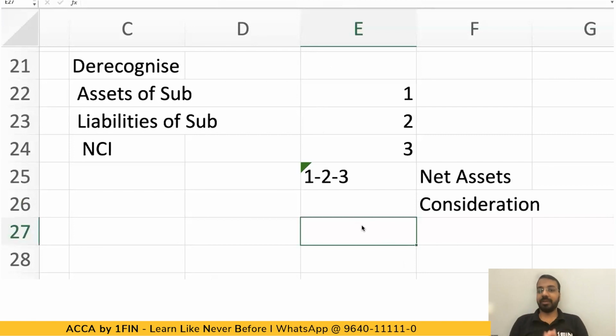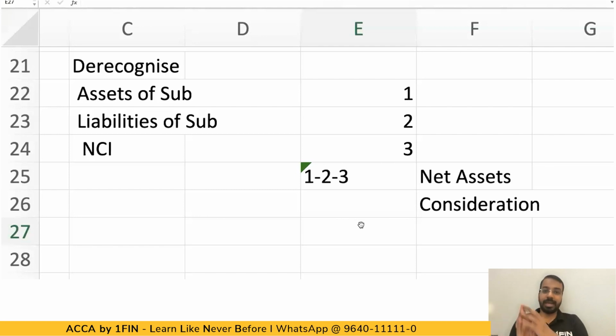Whatever is left will give you the gain or loss on disposal of the subsidiary, and the gain or loss will be appearing in the consolidated P&L. Okay, so that is as far as the disposal of subsidiary is concerned. Whenever there is a disposal of subsidiary in the consolidated P&L, you will take the items only till the date of disposal. So that is the broad thing about your consolidation.